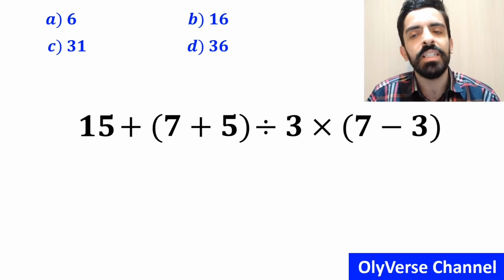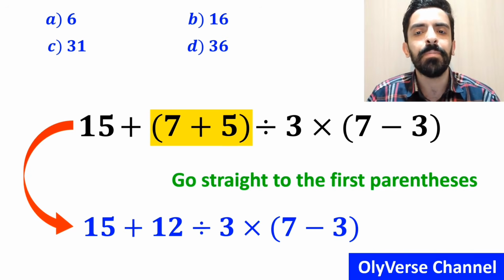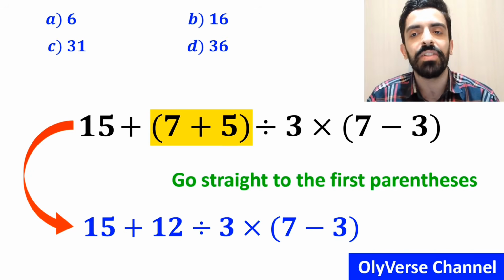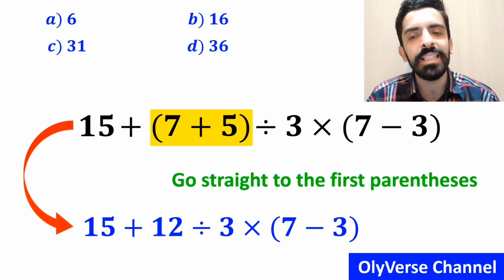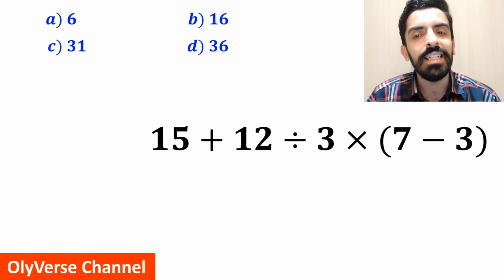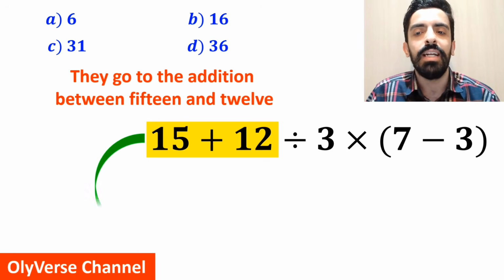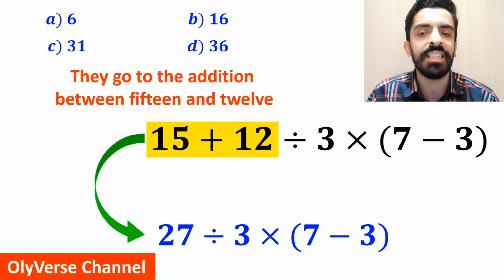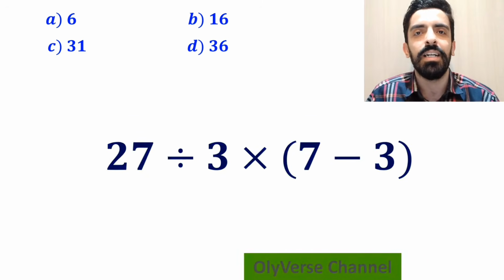Many people, when solving this question, go straight to the first parenthesis and simplify this expression to 15 + 12 ÷ 3 × (7 − 3). And the next step, they go to the addition between 15 and 12 and simplify this expression to 27 ÷ 3 × (7 − 3).